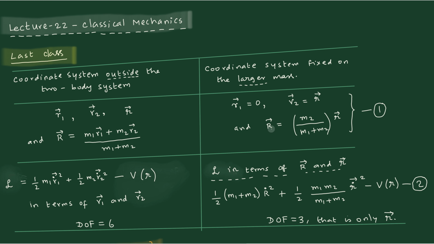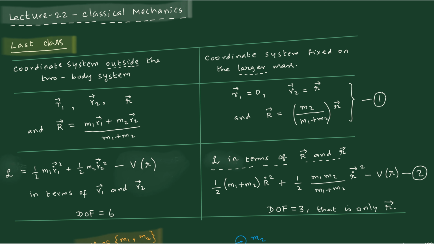Because the r1 vector has gone to 0, you will have to simplify this center of mass expression and put this 0 here. When you put the 0 here, this term goes to 0, and what is left is only this term. So you get m2 divided by m1 plus m2, and that's what is written here, m2 divided by m1 plus m2 into r2, but r2 has become script r. So our conclusion is that the original equation has been simplified to the set of equations labeled 1. We will say that this is your first equation.